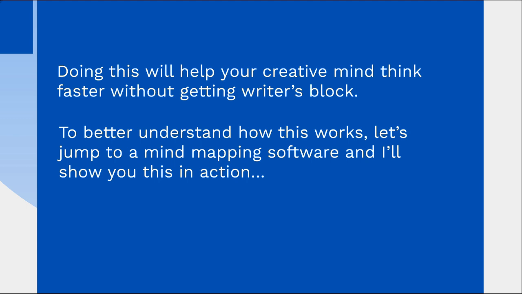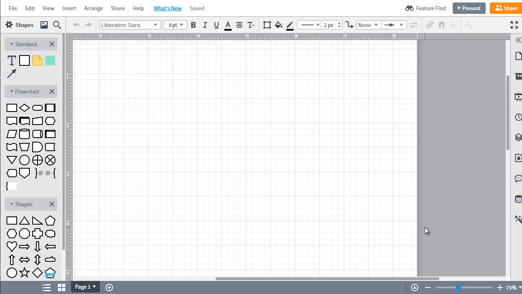Now, to better understand how this works, let's use an example. Let's jump to a mind mapping software and use the brainstorm splatter method. And I'm going to show this to you in action. So as I mentioned, the brain splatter method, and yes, that name sounds funny, but it really is just trying to get everything in your brain onto the piece of paper.